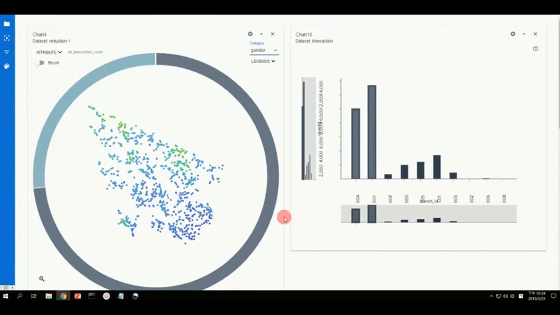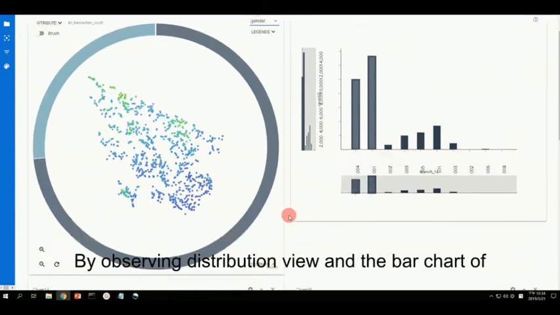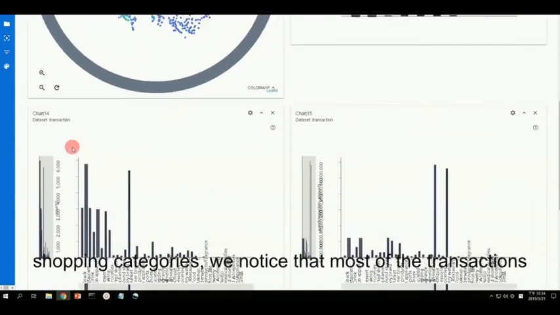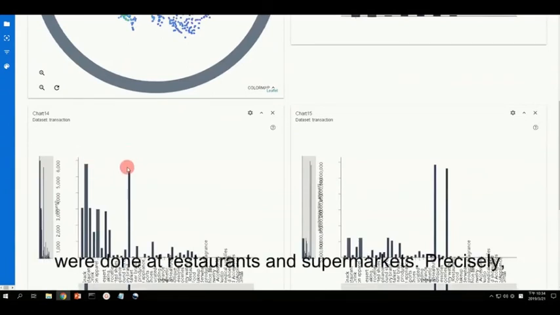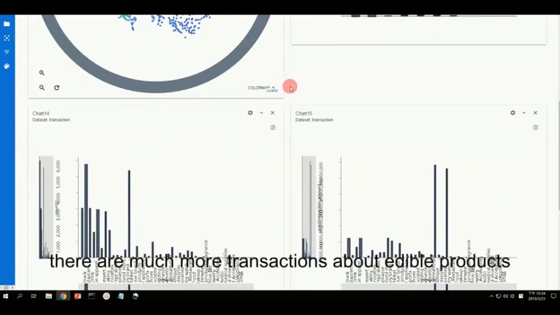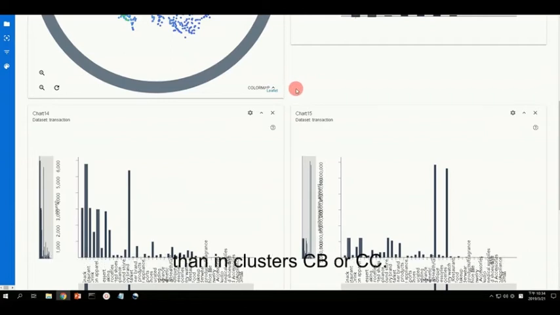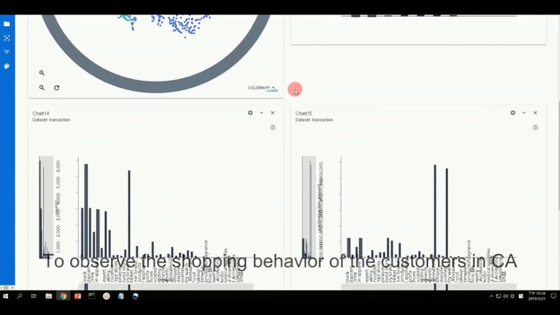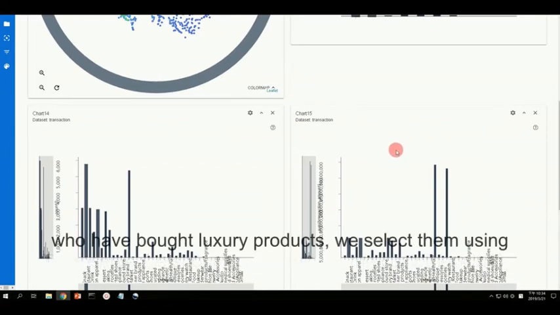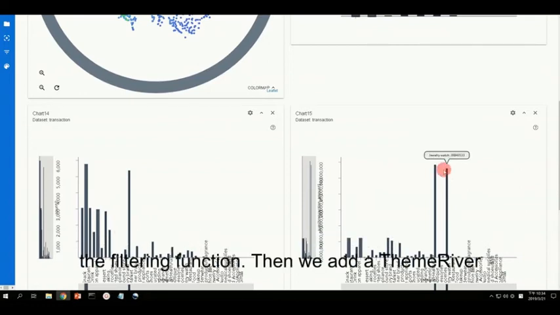Next, we examine cluster CA, where the customers in this cluster shop frequently at branches 1 and 4. By observing the distribution view and the bar chart of shopping categories, we notice that most of the transactions were done at restaurants and supermarkets. Precisely, there are much more transactions about edible products than in clusters CB or CC. To observe the shopping behavior of the customers in CA who have bought luxury products, we select them using the filtering function.